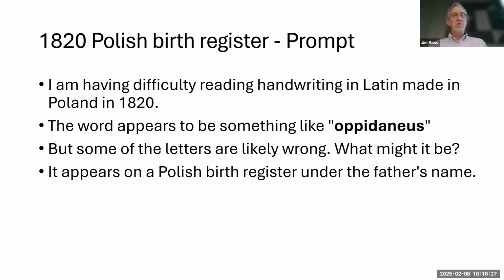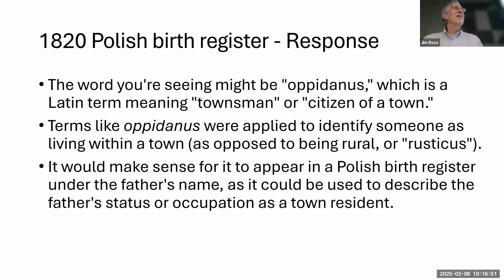And so I said to AI, I'm having difficulty reading this Latin handwriting. It's from Poland in 1820. And here's my best guess of what it looks like. And I probably have some letters wrong. What might it be? And then I said to it, to give it some context, it's on a Polish birth register under the father's name. So AI came back and said to me, oh, it's probably this Latin word, which means townsman or citizen of the town. And it went on to explain, that's different than rusticus, somebody who lives in the rural area, the farmers. And then it went on to explain why it makes sense for that to appear on this document in that time period. So that's pretty helpful.